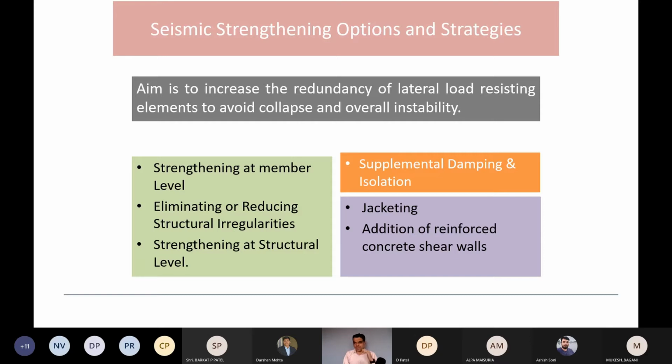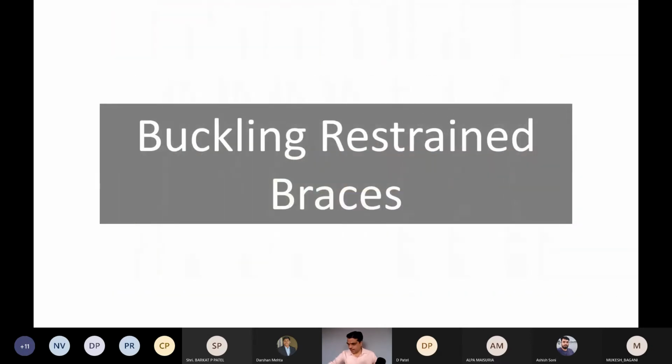The strengthening could be at a member level. Eliminating or reducing structural irregularities is also one of the options. Then strengthening at a structural level, and let's say supplemental damping, that is the addition of damping or isolation, jacketing, addition of reinforced concrete shear walls. Okay, so there are a number of options which are given in the code.